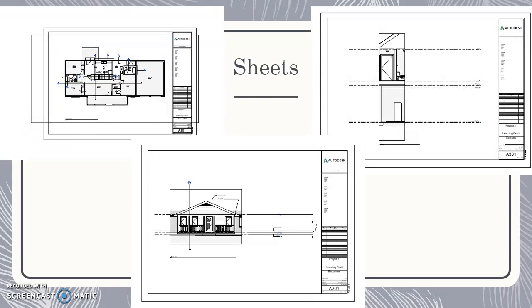I also did print out 3 sheets for this. I did the floor plan, which shows the top view of all my rooms, the elevation showing the external design and detailing of my house, and the section view showing the internal details of my house.